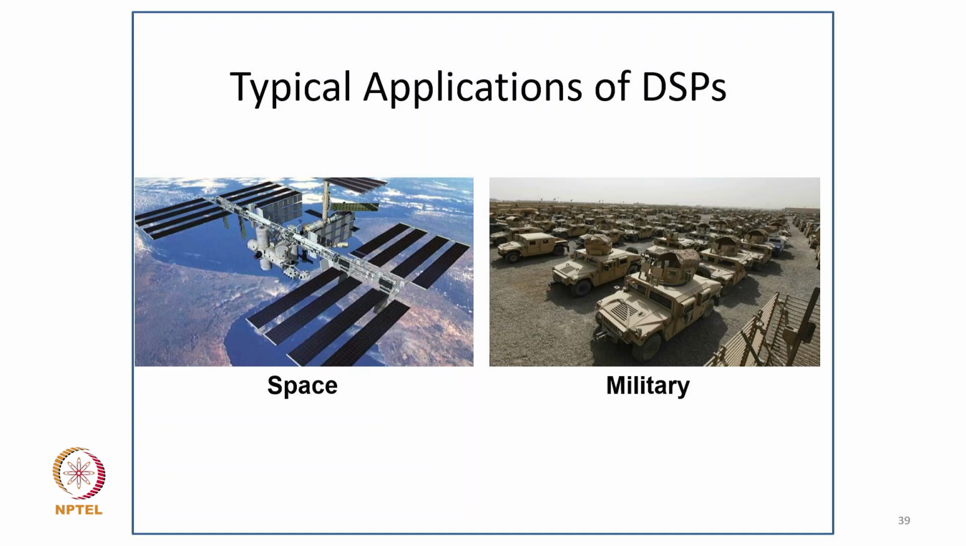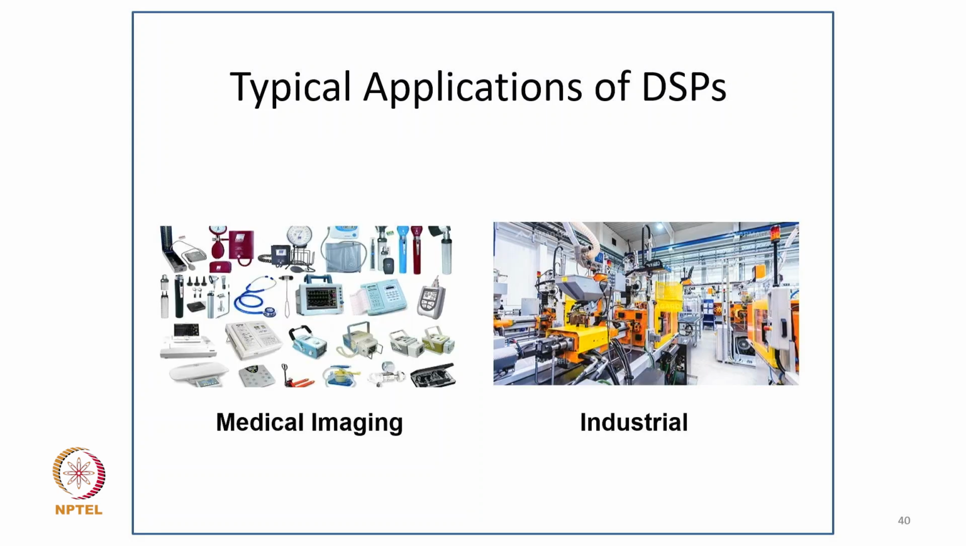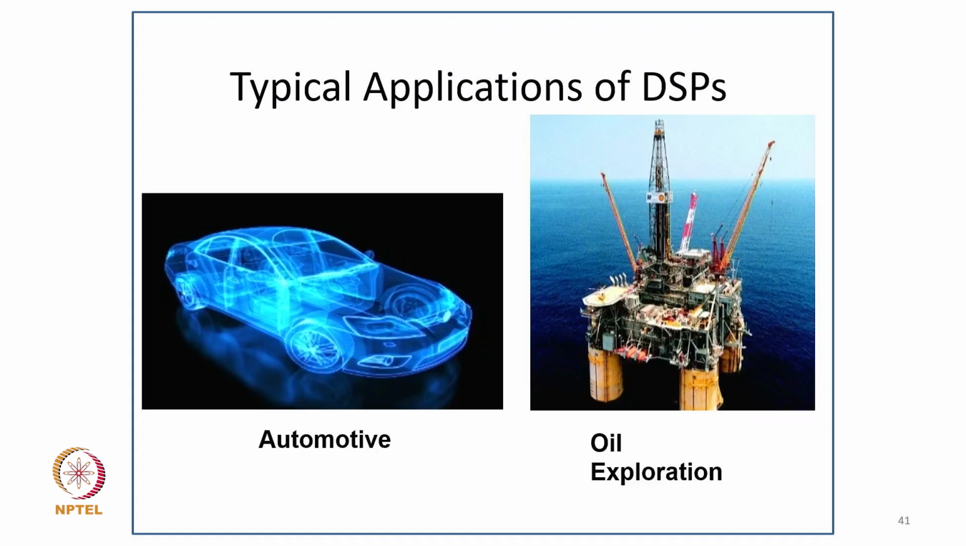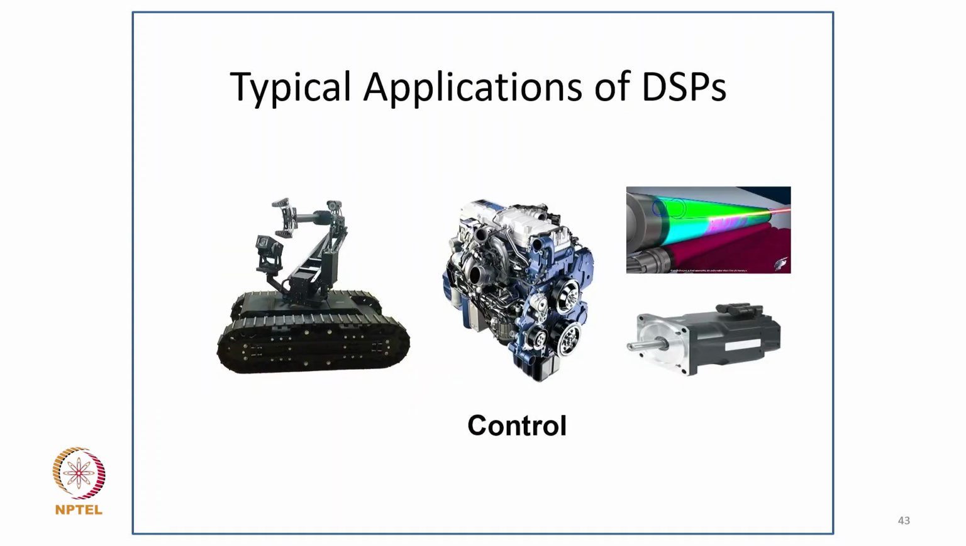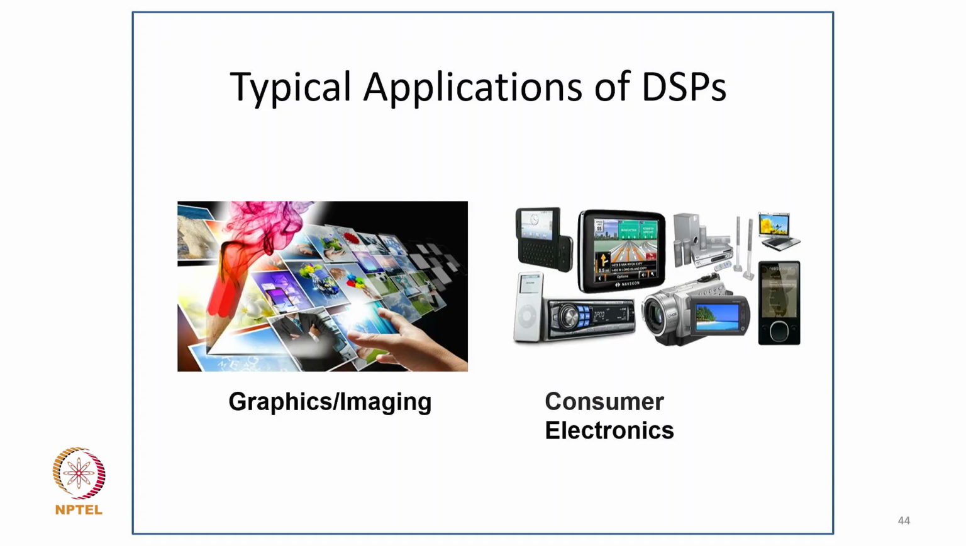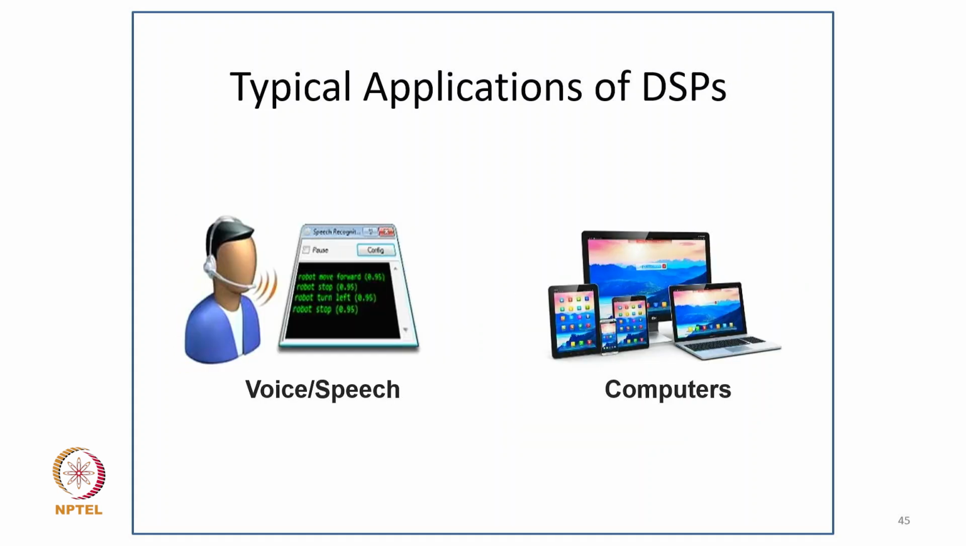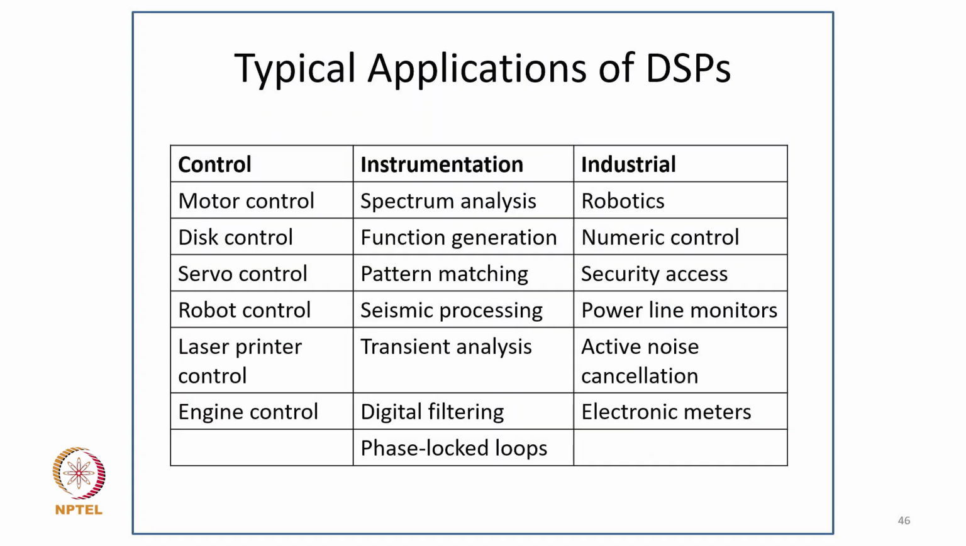And typical applications of DSP are in space applications like satellites, and military applications like military tanks and many others. Then medical imaging and industrial applications, automotive, oil exploration, instrumentation, telecommunication, control of different kinds of devices, graphics and imaging, consumer electronics, video, voice and speech, and computers. And a typical application of DSP, of course, is in control, like motor control, disk control, servo control, robot control, laser printer control and engine control.